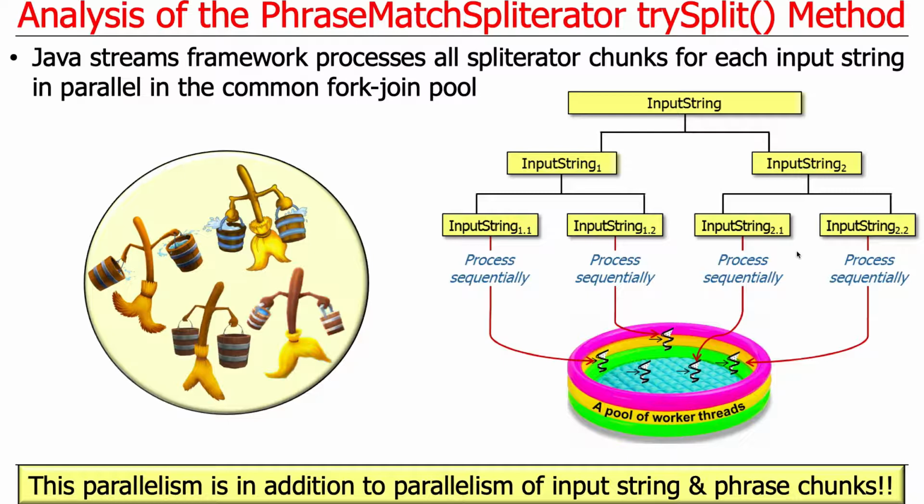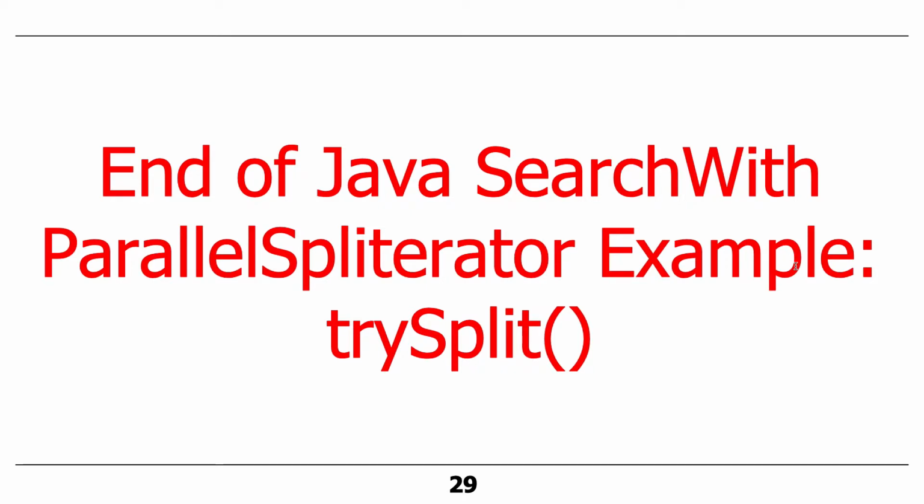And this parallel processing is in addition to the existing parallelism we have for the input strings, the works of Shakespeare, and the phrases, the different phrases from Shakespeare's works. So we've got three things that are running in parallel: the works of Shakespeare as a whole, chunks of the works of Shakespeare as a whole, and phrases. And as we saw before, that had a nice benefit of making things scale up better. Okay, so that's the overview of the trySplit method. I think you'll agree with me that the trySplit method is by far the most complicated piece of code that we've looked at in this whole series of discussions about the search stream.